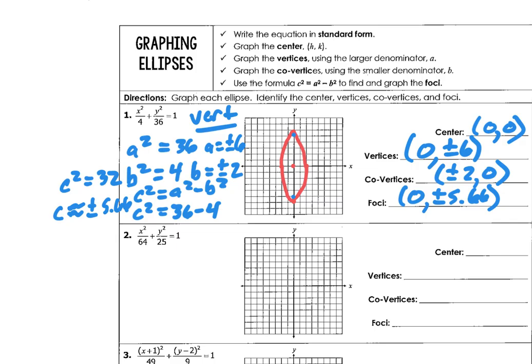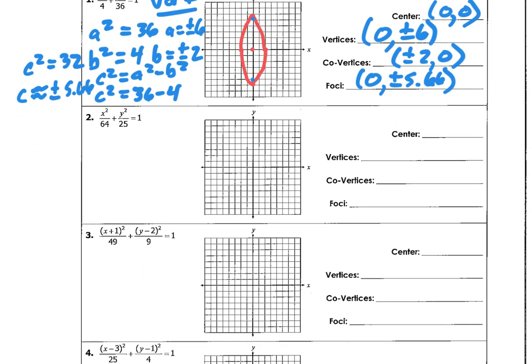Okay, that's our first ellipse. Any questions on that first one? Lots of different things that we got to find there. All right, let's do number 2. What's the one big difference about number 2?